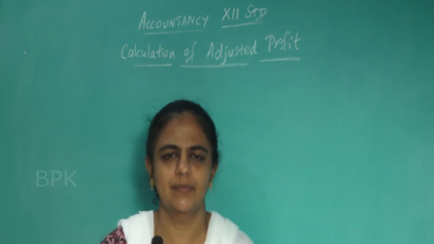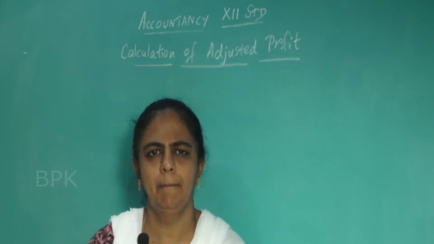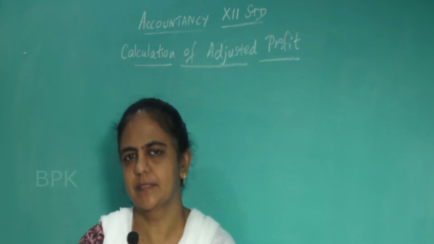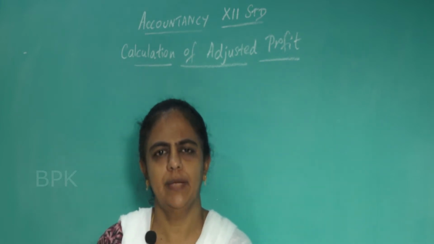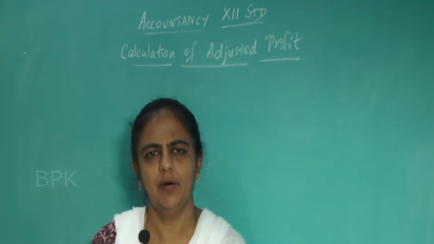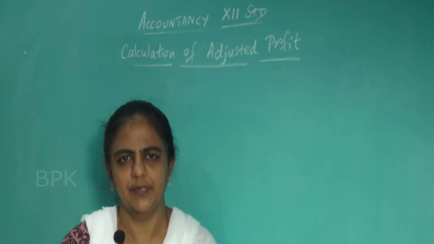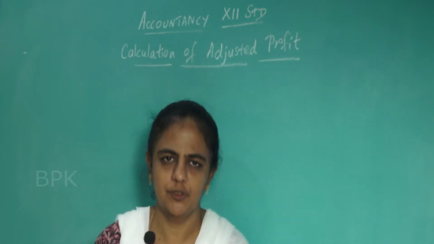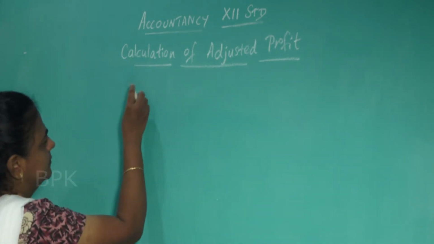In today's class, we will be discussing how to calculate goodwill under the average profit method by making some adjustments. First, while calculating the actual profit, you have to make some adjustments. What adjustments have to be done to calculate the adjusted profit? If there are any past expenses which are not required in future, you have to add them up.